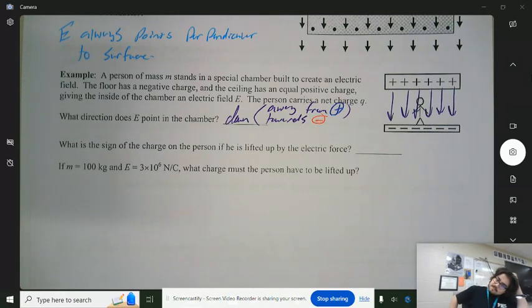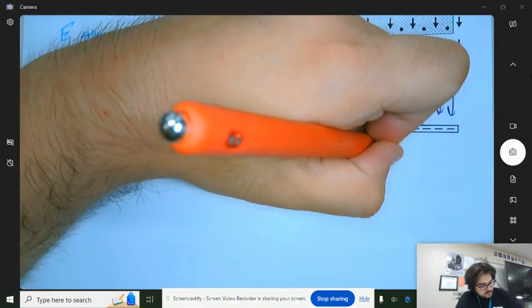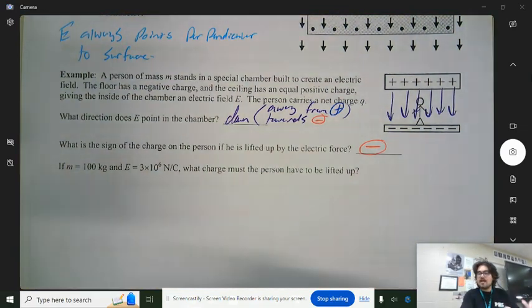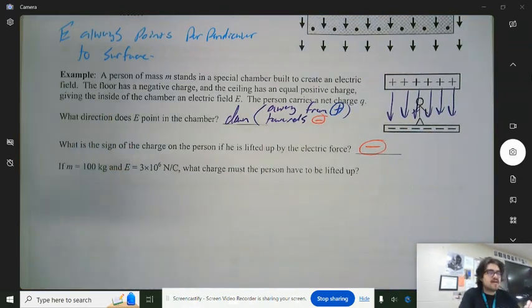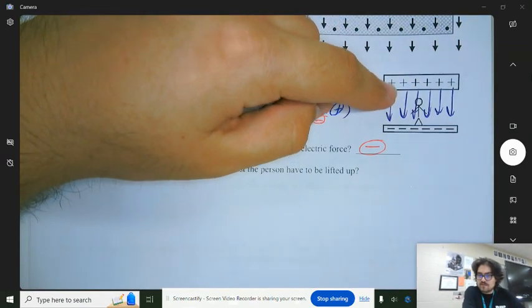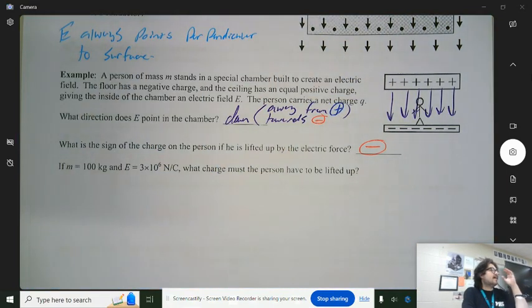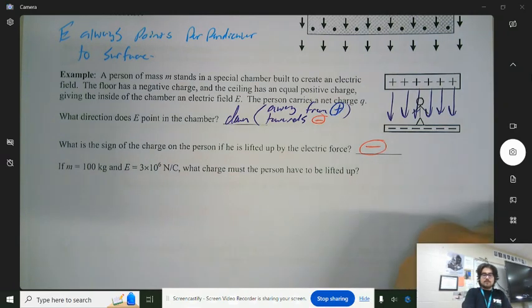Now, if the person enters this chamber and gets lifted up by the electric force, they would have to have a negative charge. The reason is, and you can think of this in two different ways, they want to be repulsed from the negative floor. So the bottom plate is going to repel them, and he's going to go up into the air. You could also think of it as the positive ceiling attracting him too. But another way to think of it is that negative charges oppose the flow of electric field. We will talk more about that later, but just so you know, negative charges do oppose the field.